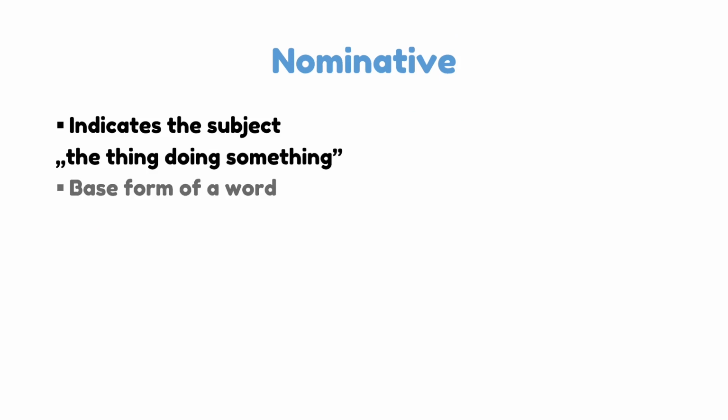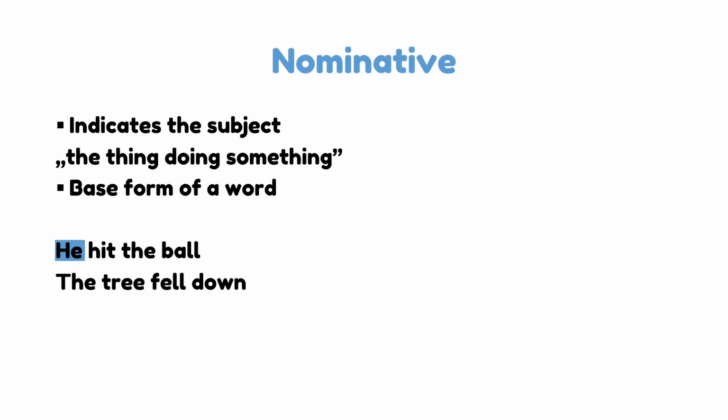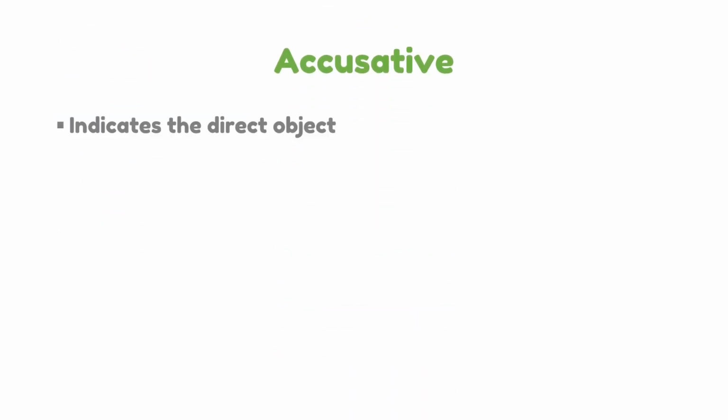Let's look at nominative. Nominative indicates the subject of the sentence, or the thing that's doing something. It's also taken as the base form of a word, so if you translate some word into another language that has cases, or an inflected language, chances are that word is going to be in nominative. In the sentence, "he hit the ball," he is the subject of the sentence, the thing that's doing something, so it's in the nominative case. In the sentence, "the tree fell down," the tree is in the nominative case because the tree is doing something, the tree is falling.